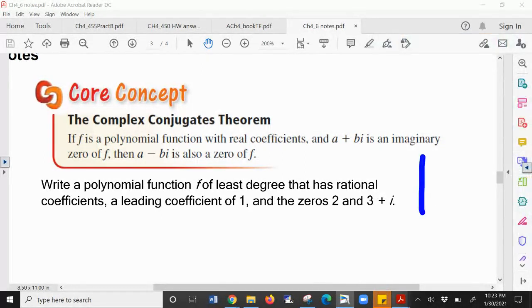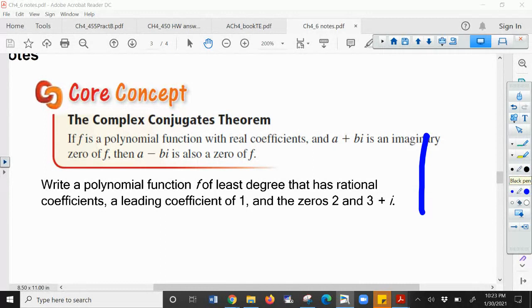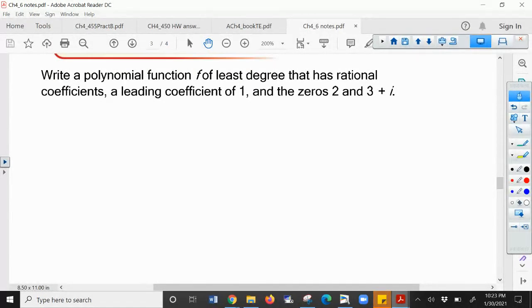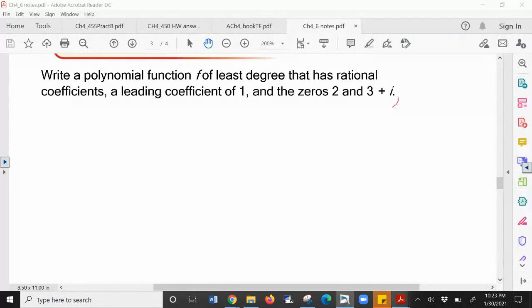So with that information, we're going to use the zeros to find the equation. Write a polynomial of least degree that has rational coefficients, or real coefficients, a leading coefficient of 1, and zeros of 2 plus 3i. It really should say solutions of 2 and 3 plus i, because 3 plus i is not a zero. I know this is probably from the book, I just don't think it's right. It should be the roots or solutions, but 3 plus i does not show up on the graph, so it's not a zero. So automatically I know that 3 minus i is also part of one of the solutions.